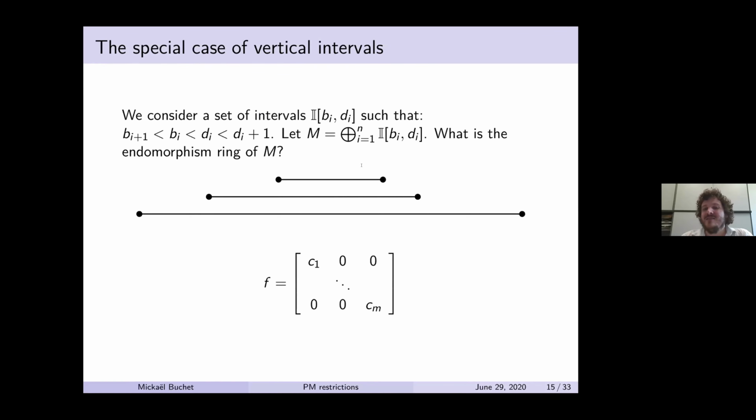And the thing is, by the condition I had before, I cannot have a non-zero morphism going from the middle interval to the top one, and I cannot have one from the bottom to the middle one, or from the bottom to the top one. So that means that my endomorphism over M has to be diagonal. Namely, I can only map this interval to itself, the middle one to itself, and the top one to itself. So I can write the matrix as being a diagonal matrix with coefficients C1 to Cm. I have m intervals, and 0 everywhere else.